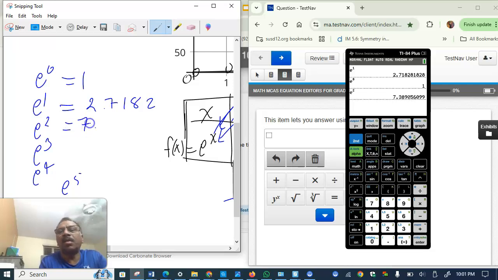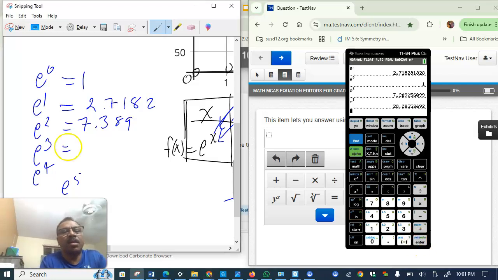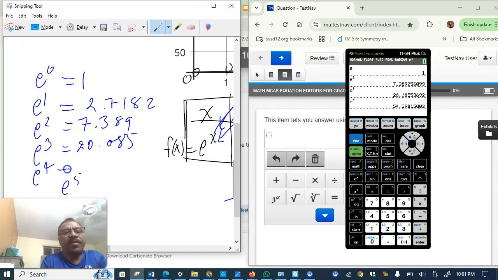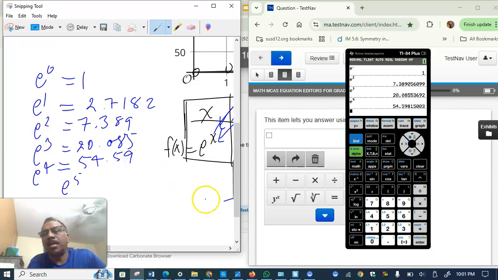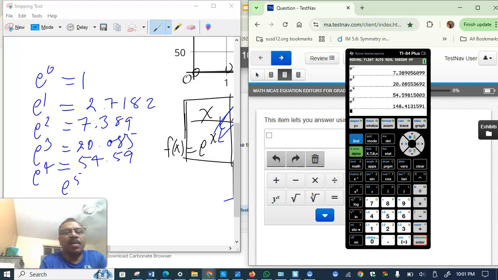Then let's plug in second e, put 2, you get 7.389. Likewise, to get used to the calculator, for 3 and enter, you get 20.085. Then e raised to 4, enter, you get 54.6. And then the last one is second e, and you put 5, enter, you get 148.